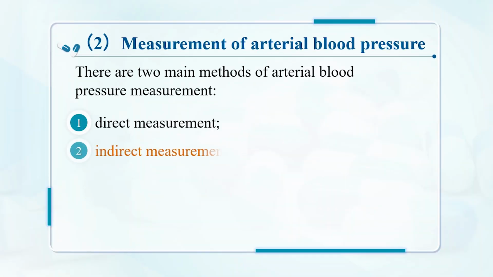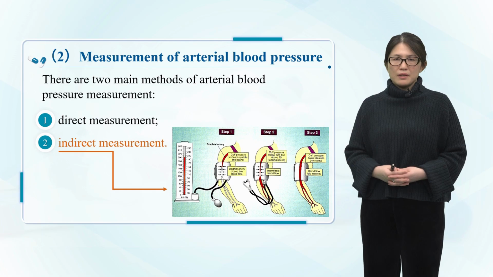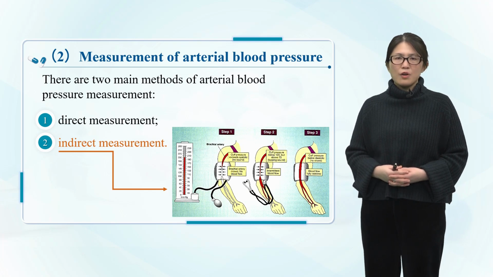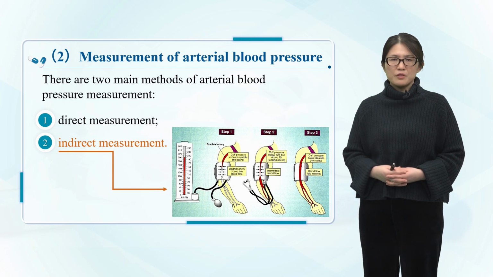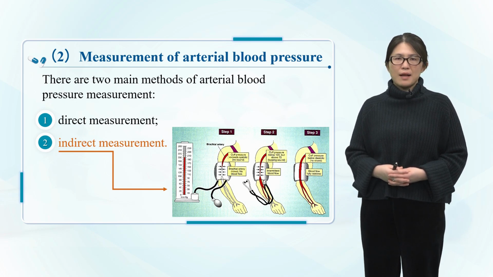There are two main methods of arterial blood pressure measurement: direct measurement and indirect measurement. At present, non-invasive and simple indirect measurement methods are commonly used in clinical practice. Since the blood pressure drop in the aorta is very small, the brachial artery blood pressure measured on the upper arm is usually taken to represent arterial blood pressure.